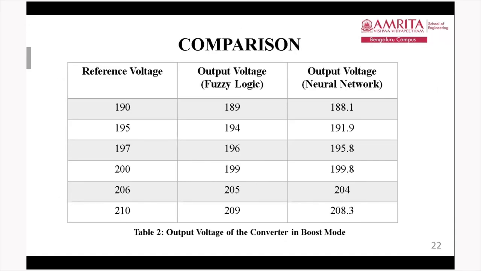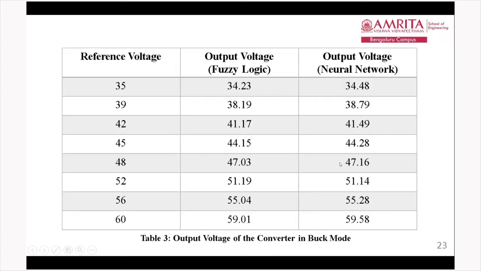This is the comparison result. We can see for reference voltage 90, I'm getting 189 in fuzzy logic and 188.1 in neural network. I'm getting the best in neural network on 200 volt, where I'm getting 99.8. This is the comparison of buck mode. We can see for 45 volt, I'm getting 44.15 in fuzzy logic and 44.28 in neural network.